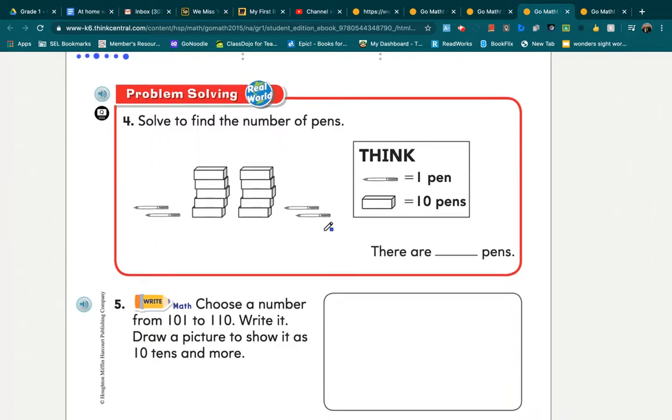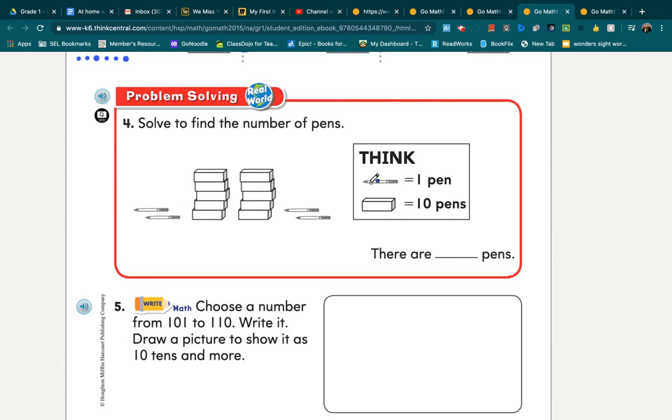Number 4 says, solve to find the number of pens. Think. This key is helping us understand how to add how many pens there are. So they're saying a pen just equals 1. And a box has 10 pens in it, okay? So we can think of this just like we do sticks of 10 and ones. The boxes are sticks of 10, and we're going to count them by tens. And the ones are just the pens.